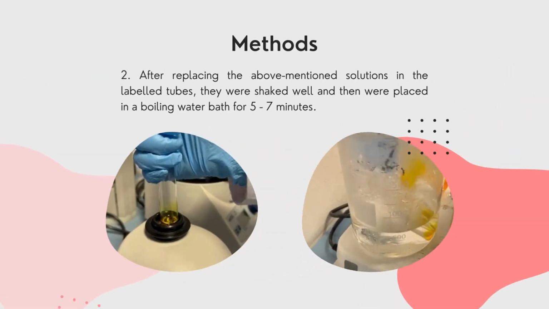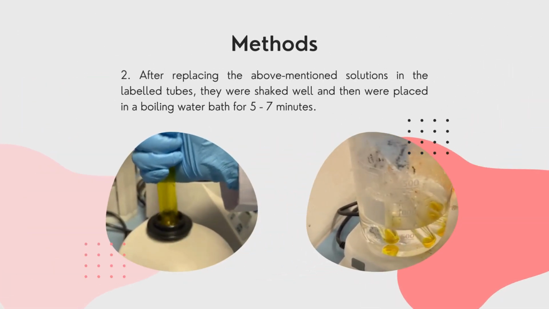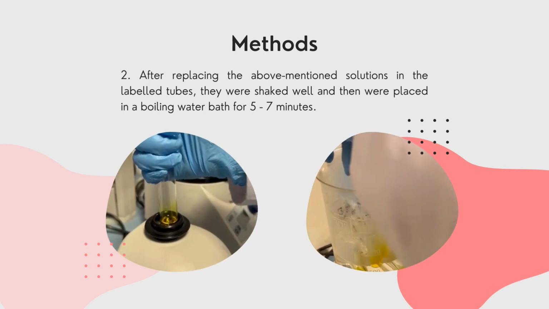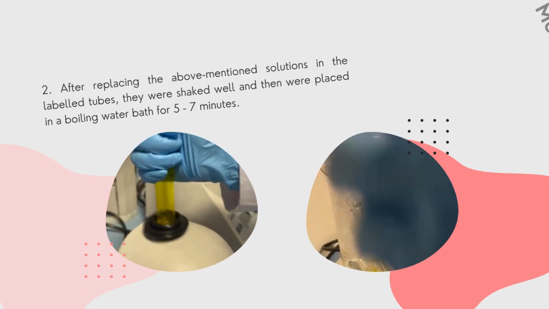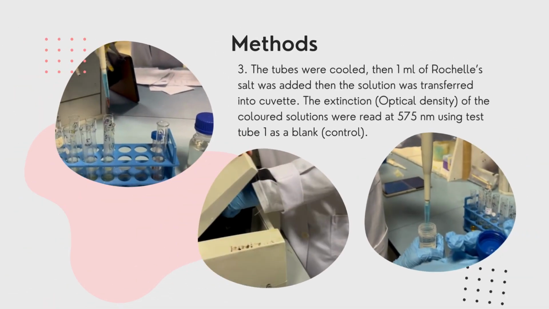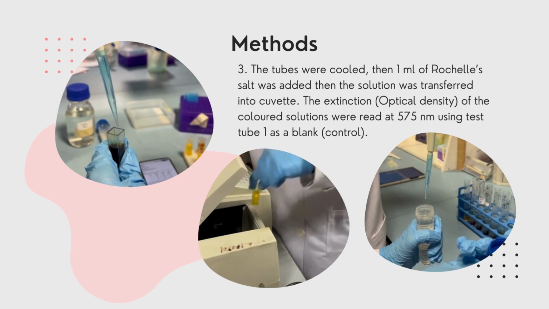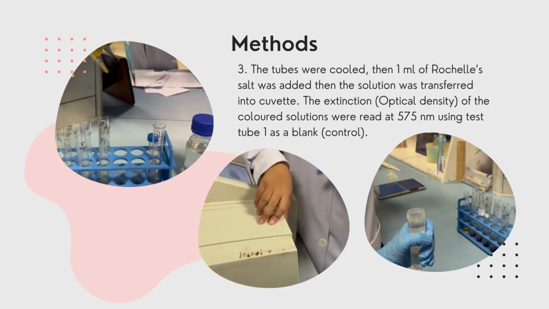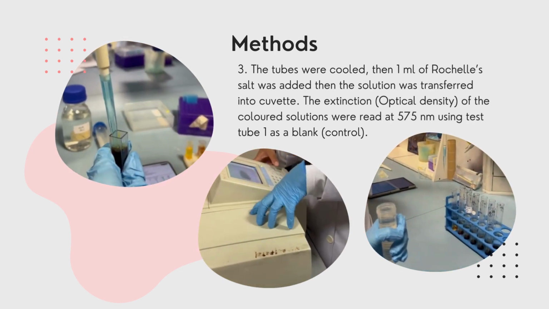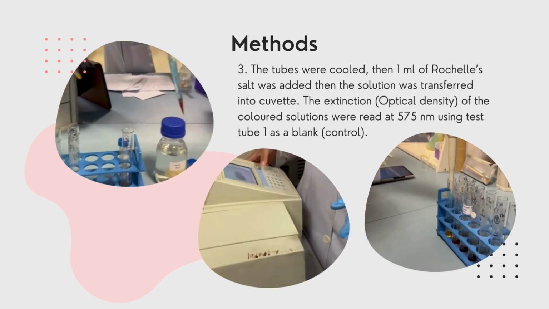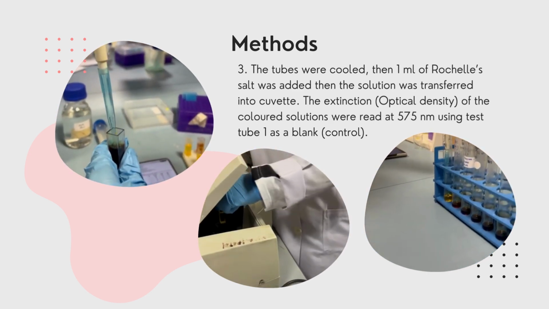Second, after placing the above-mentioned solutions in the labeled tubes, they were shaken well and then placed in a boiling water bath for 5 to 7 minutes. Third, the tubes were cooled, then 1 ml of Rochelle salt was added, then the solution was transferred into a cuvette. The extinction of the colored solutions was read at 575 nanometers using test tube 1 as a blank.